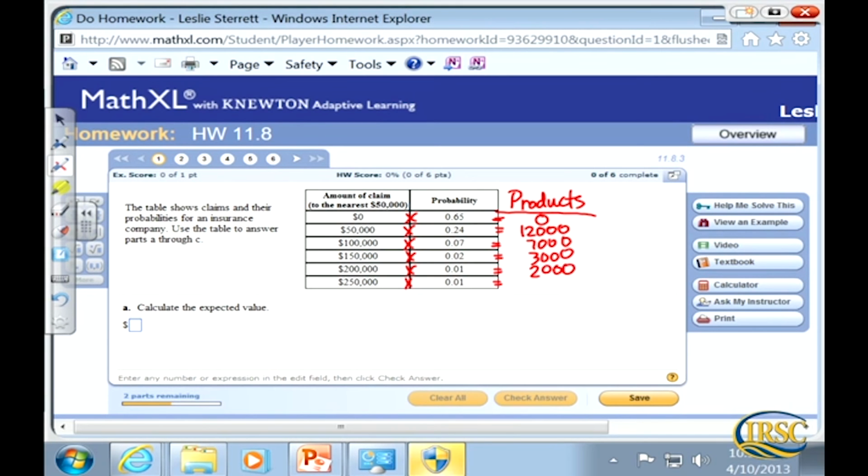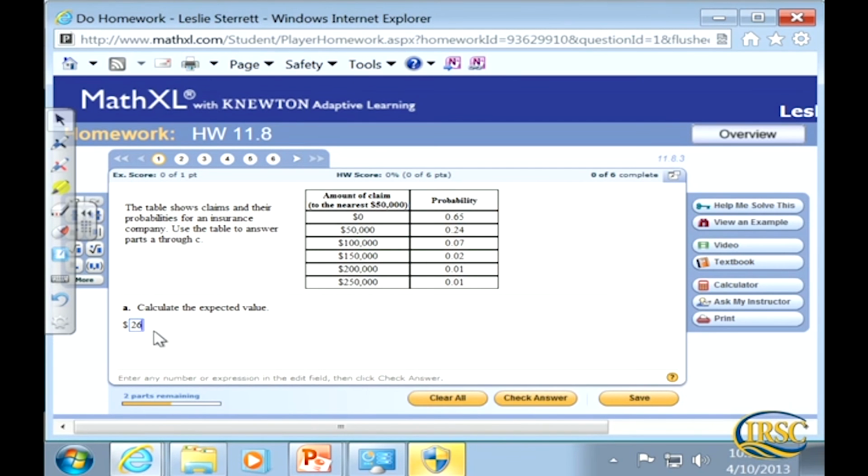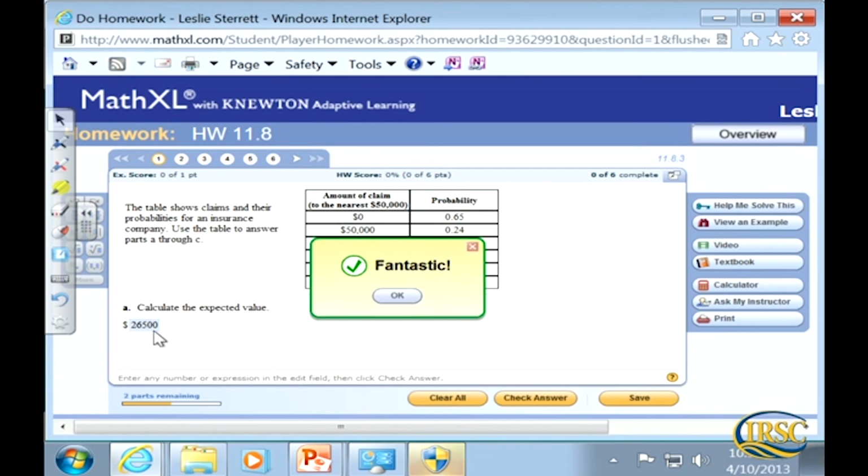2,000. And 250,000 times 0.01. 2,500. Okay, any questions on those products? So now what do I do with these numbers? Add them together. Okay, so add up all of these. 26,500. And this is your expected value. Okay, multiply and add. That's your answer. Okay, so 26,500. Fantastic.